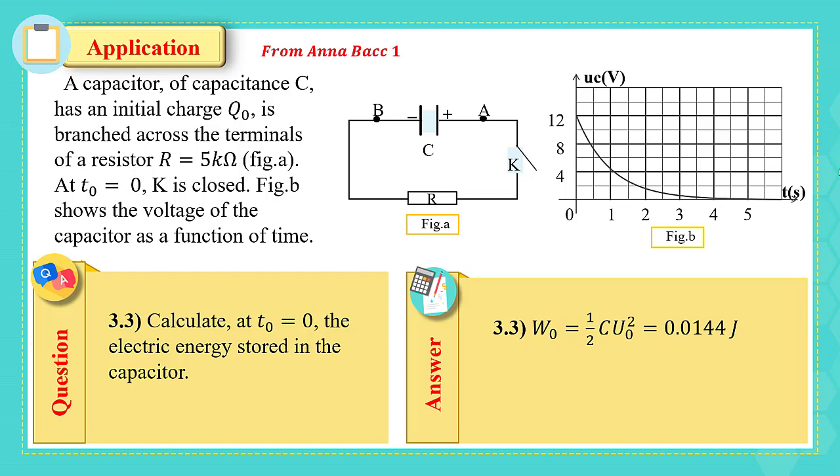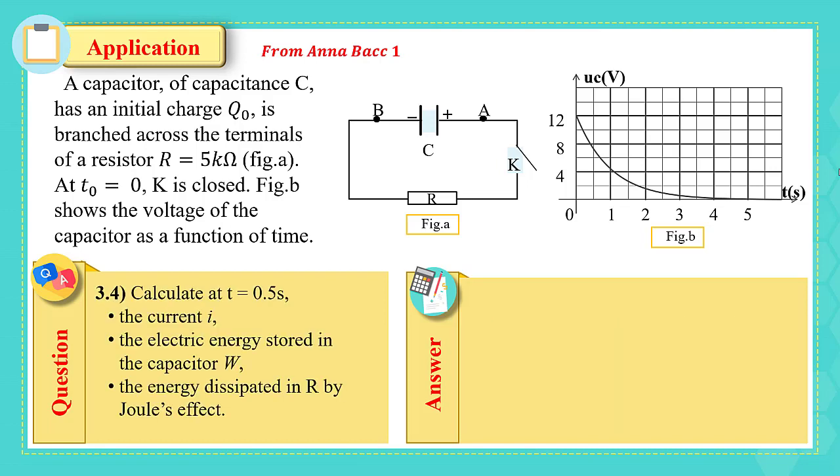Calculate at time t equal to 0 the electric energy stored in the capacitor. I have to use the formula W0 is equal to half C U0 squared, which by calculation is equal to 0.0144 joules. Here, U0 should be equal to 12, and the capacitance C is what we calculated in part B.